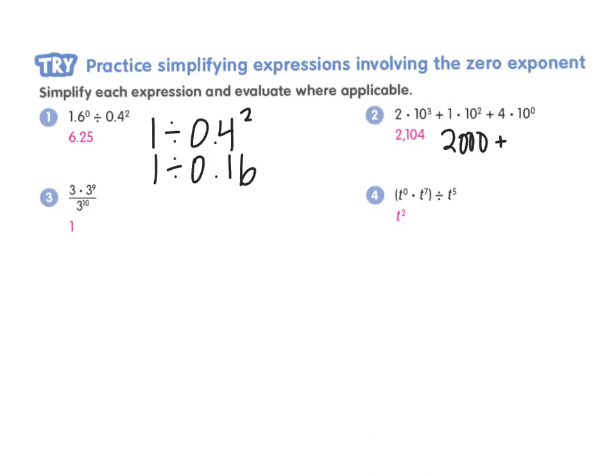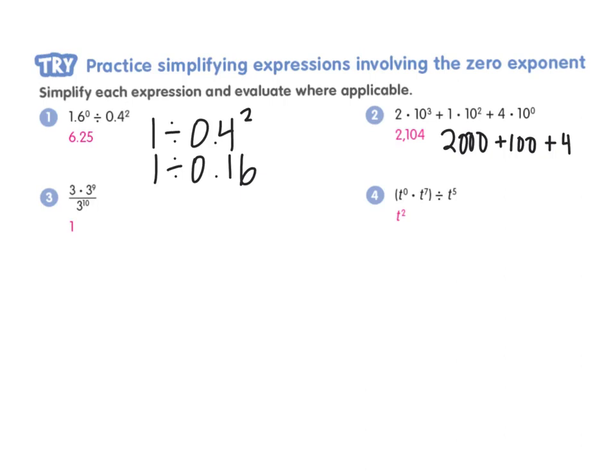We're adding that to 10 squared, which is 10 times 10, which is 100. And then we're adding that to 4 times 1. Remember, 10 to the power of 0 is 1. So we're adding that to 4. So when you add those all together, you get 2,104.